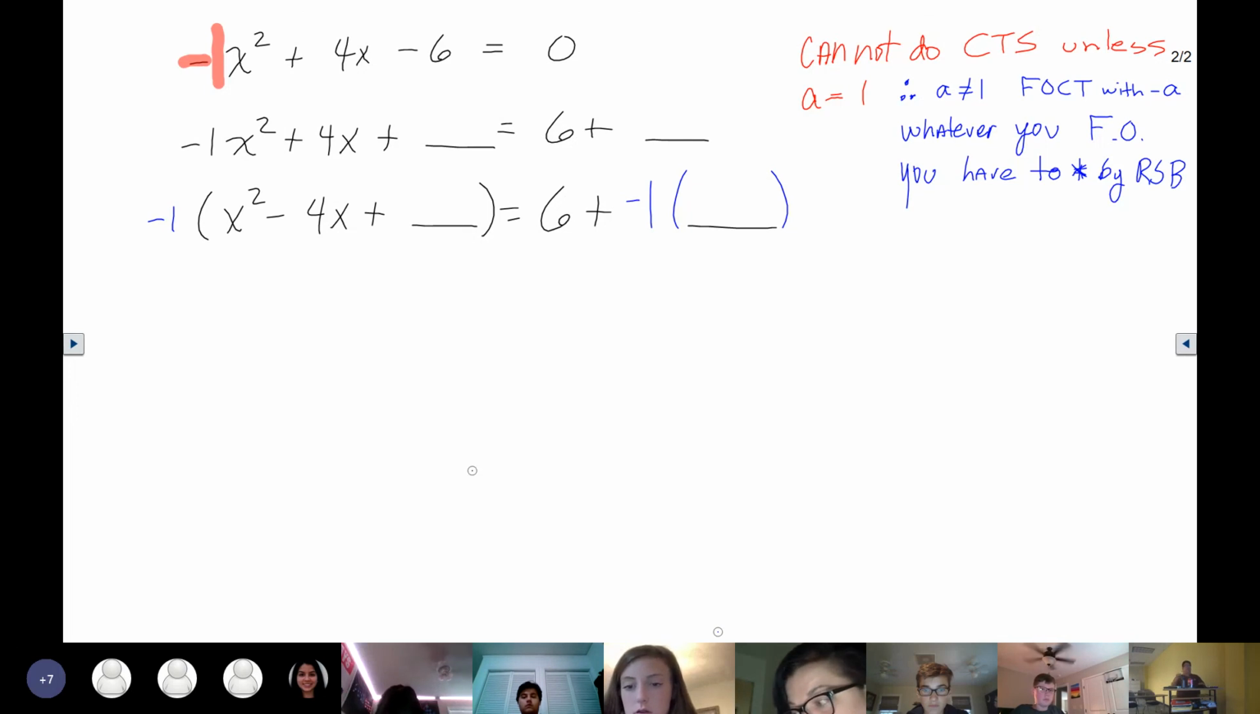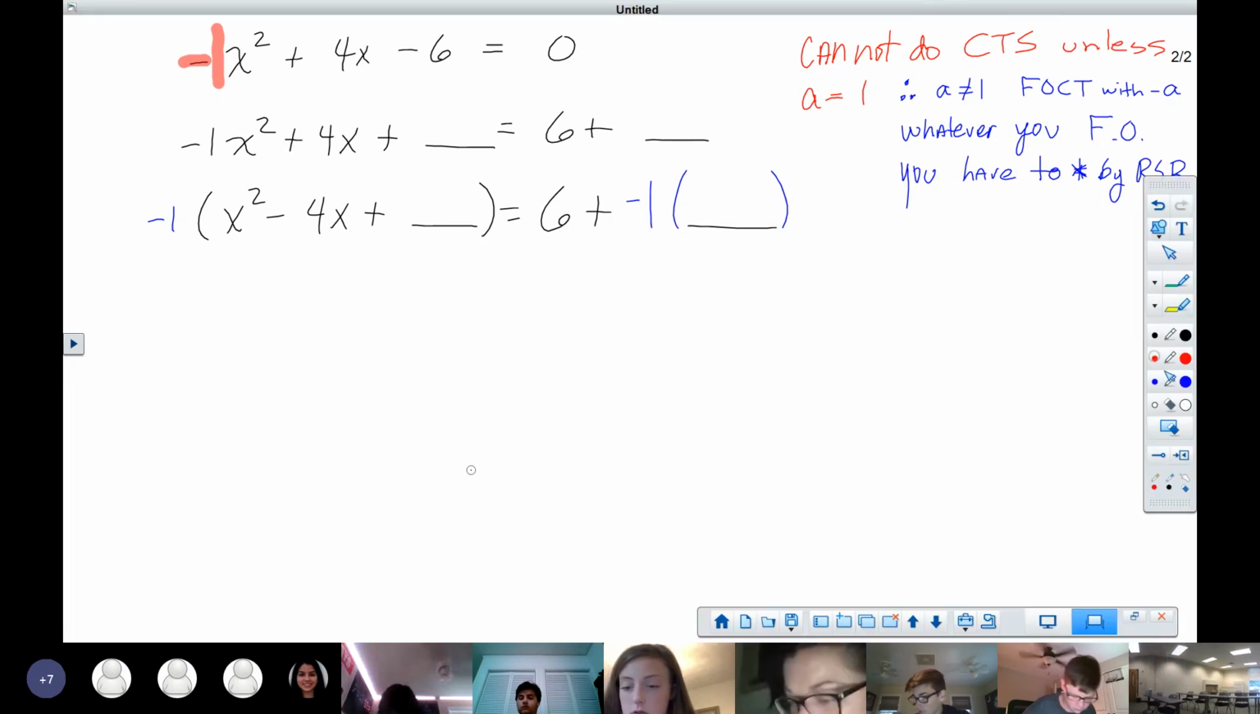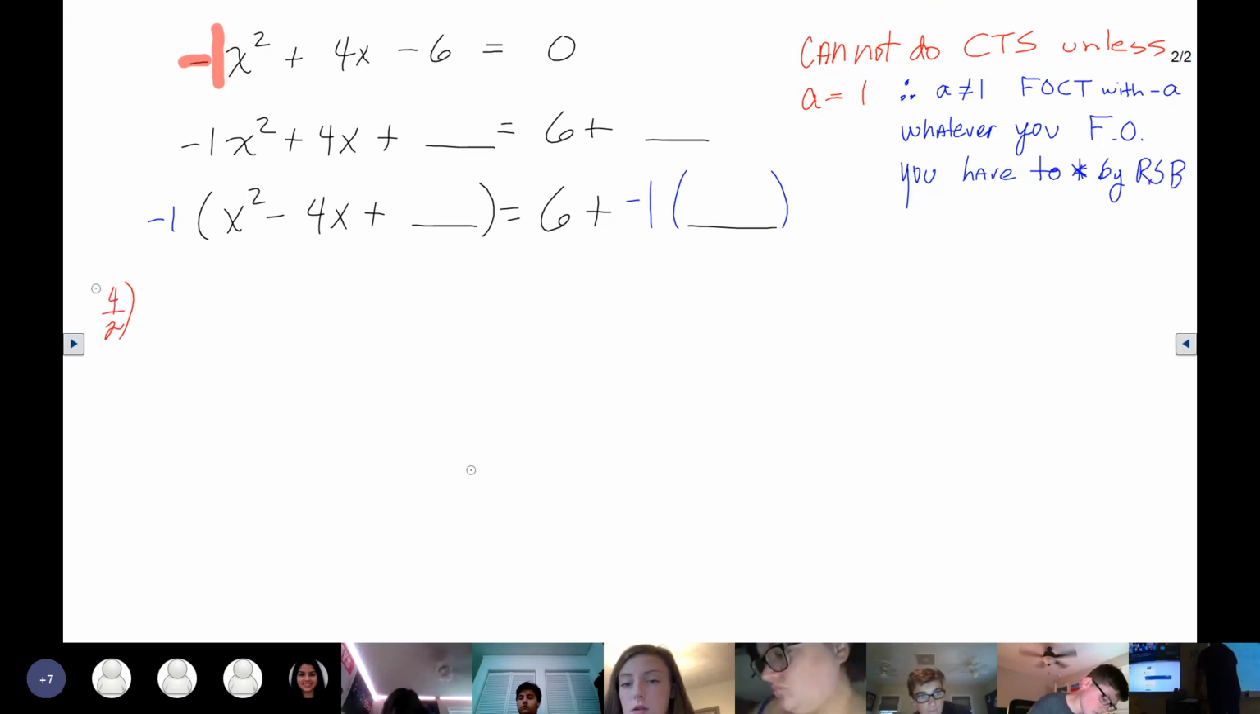Question. Does anybody have a question on why I factor out the -1? Everybody good? Now I can complete the square. So I go back over here to my red, and I take 4, divide by 2, square it.